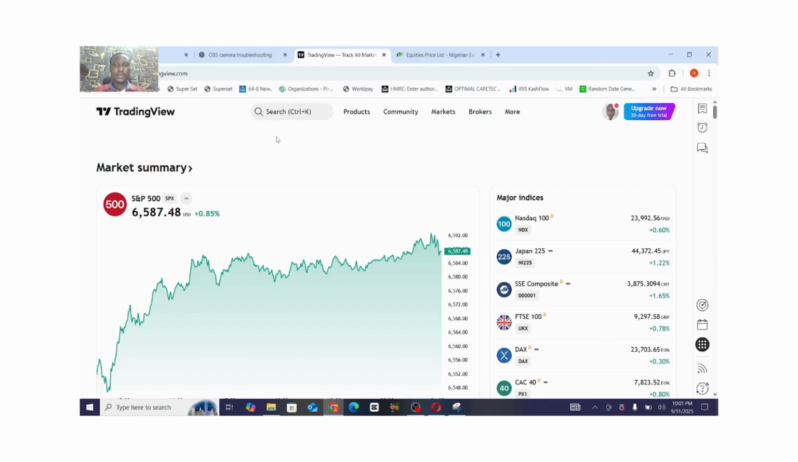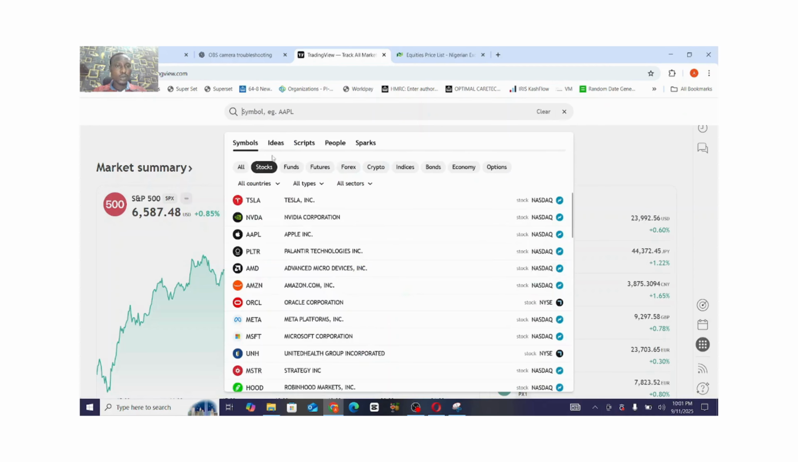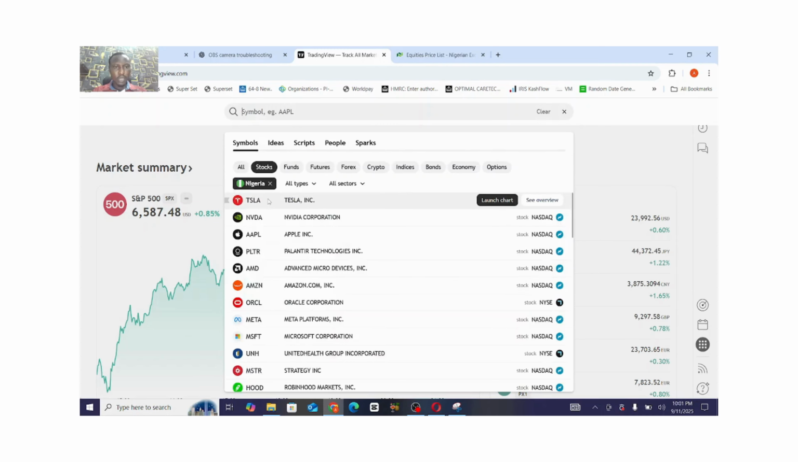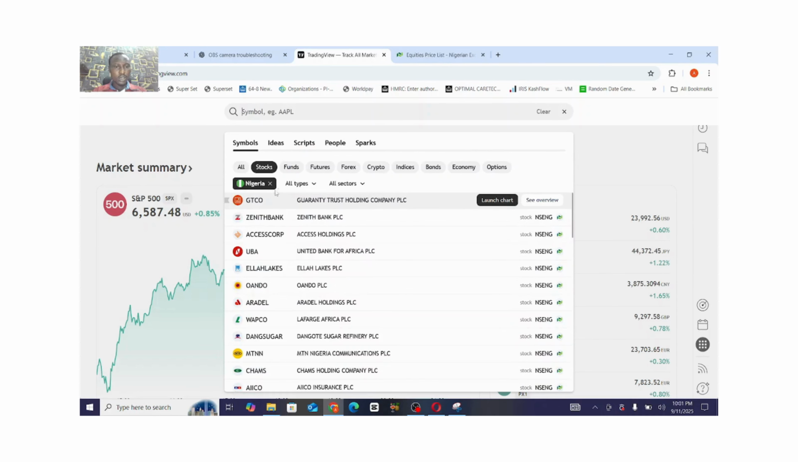So let's get started. Go to tradingview.com. Yeah, I'm on tradingview.com. When you get there, you just search for stocks, country, Nigeria, okay, and then these are Nigerian stocks. So you can use this search symbol. I'm going to select specific stocks that I will use for this practical class. Okay, so just stay with me.